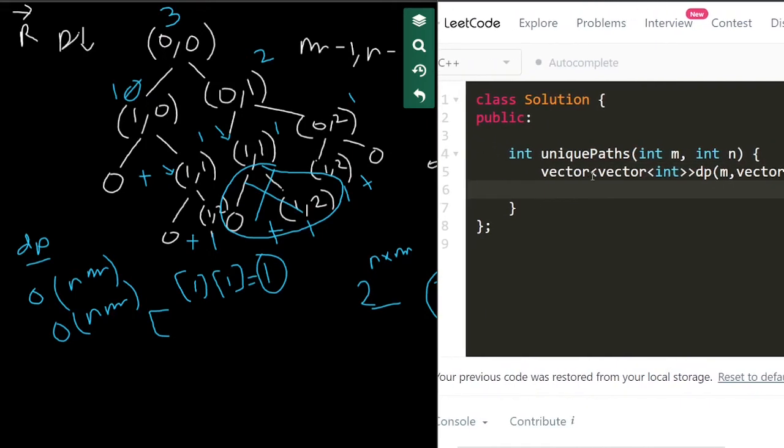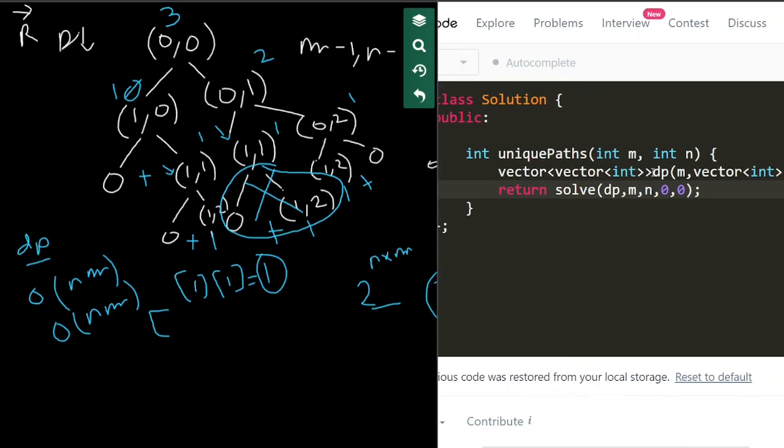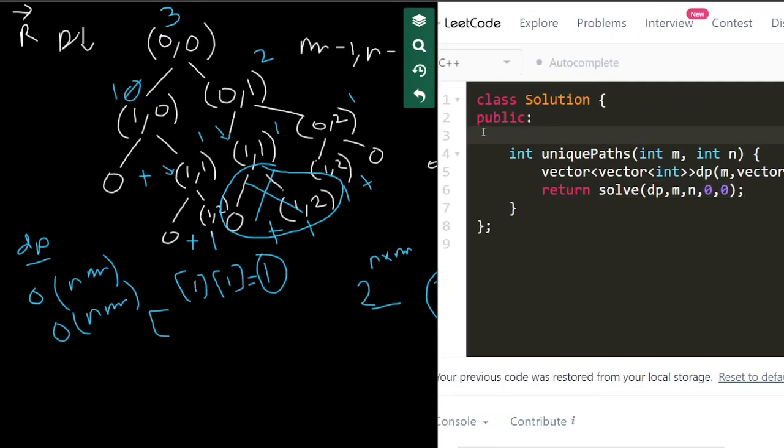Now once we have declared the dp, we are going to have a function. Let's name it solve. We're going to return this function, so let's write return solve, and pass dp as a parameter. We're going to pass m, the number of rows, n, the number of columns, and 0 and 0, which is the starting position of the robot. Now let's declare the function solve.